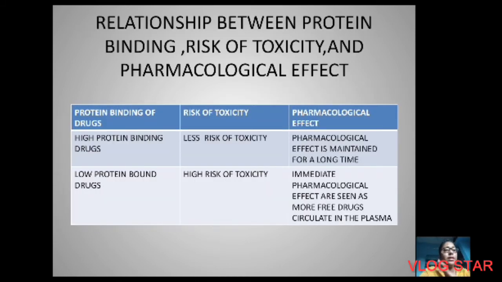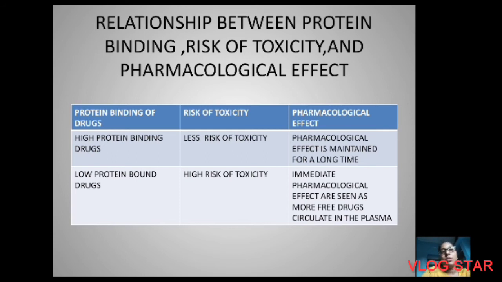So what is the relationship between protein binding, risk of toxicity and pharmacological effect? By this time, you will know the link between protein binding and the risk of toxicity. Let's see once again. Highly protein bound drugs will be bound to the proteins, and there will be less unbound drug. So the risk of toxicity will be less.